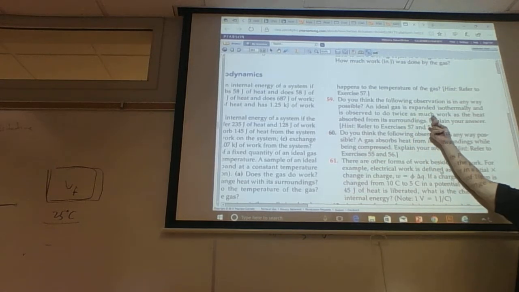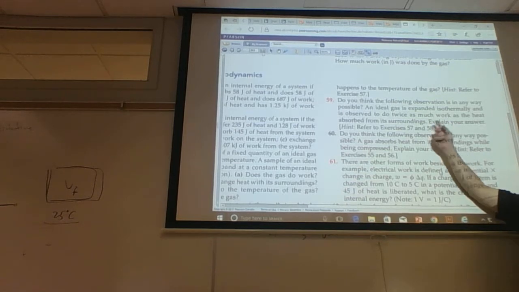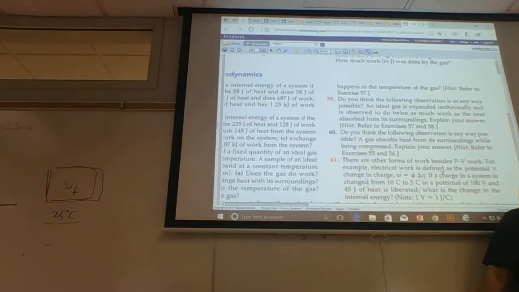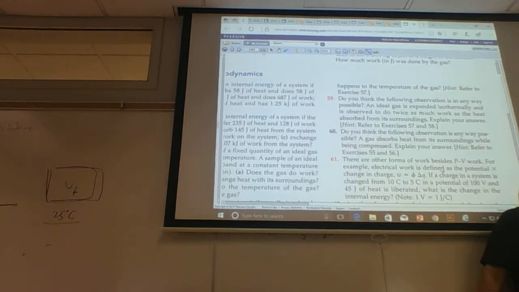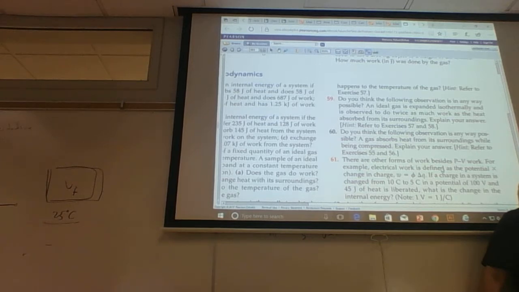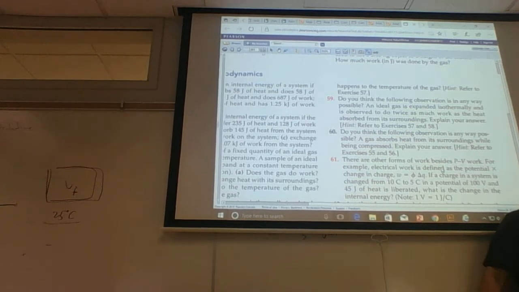An ideal gas is expanded isothermally and is observed to do twice as much work as the heat absorbed from its surroundings. Possible? Impossible. That would be a violation of the first law of thermodynamics. Energy is neither created nor destroyed. We'd have to create energy if the system were to do twice as much work as the heat absorbed from the surroundings.